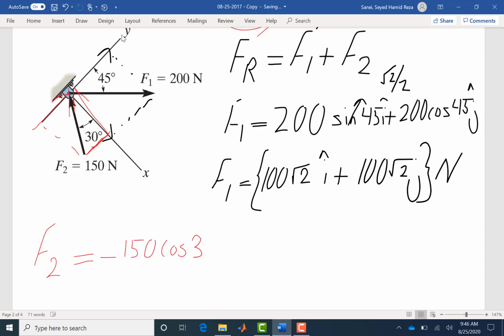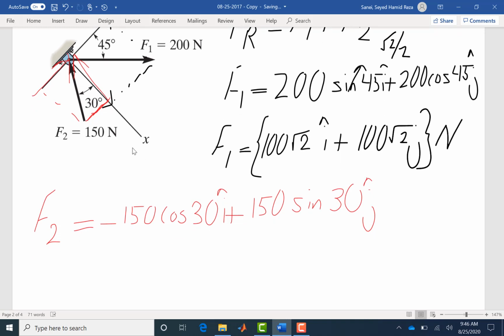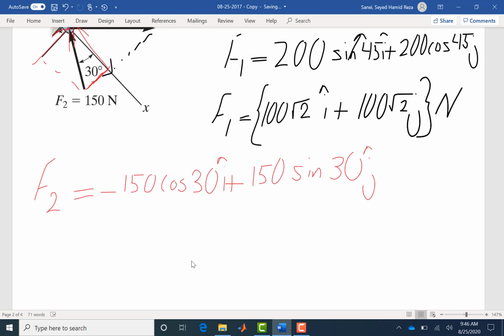cosine 30 plus 150 sine 30. That's the i, and that's the j component. So the x component was towards negative x when I write the component, and the y component was positive y. That's why I use negative here and positive over there. So I can simplify that.